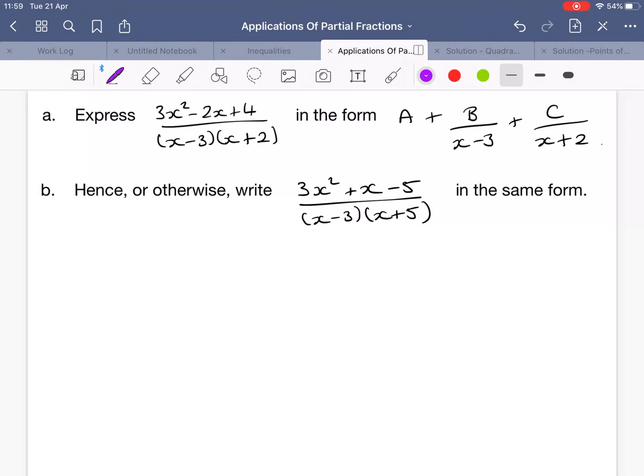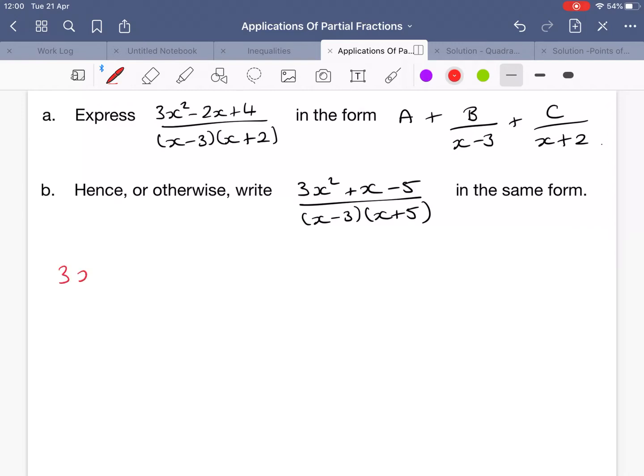Now, this one was quite nice in that they sort of reminded you that this was an improper fraction by saying express 3x squared minus 2x plus 4 over x minus 3 times x plus 2 in the form a plus. So it's reminded you that you've got to do that polynomial division first. So let's just do part A. Again, this is recapping what we did last lesson.